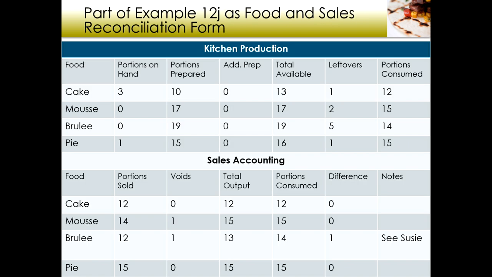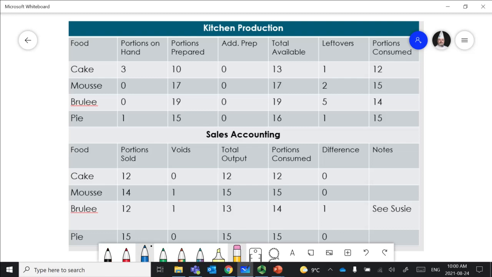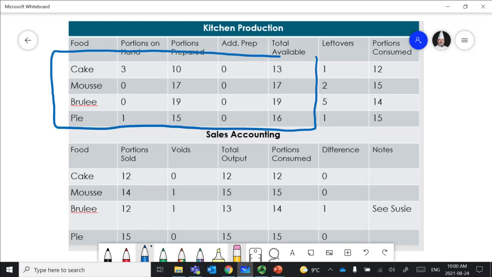So if we look at the table here, up in the blue here, this is basically the table we had in the last video, up into the leftovers, right? So we had 13 cheesecakes available, we had 17 mousses, 19 brulees, and 16 pecan pies, right? So the kitchen now, this part here is the kitchen, they're going to see what do we have left over, right? So we had one leftover piece of cake, we had 2 mousses, 5 brulees, and 1 pie.